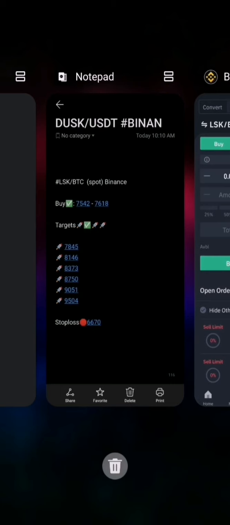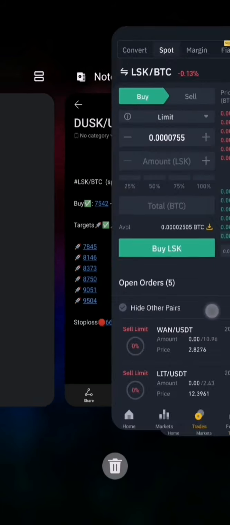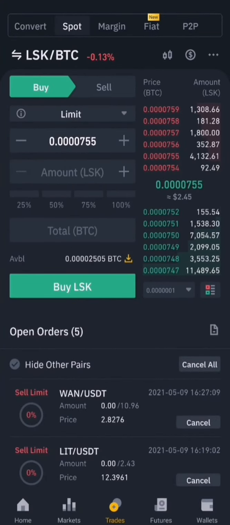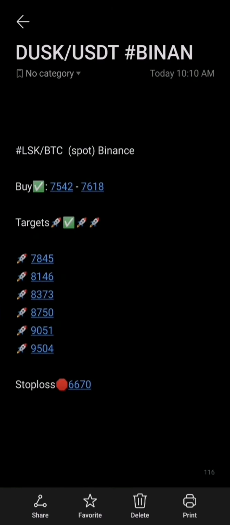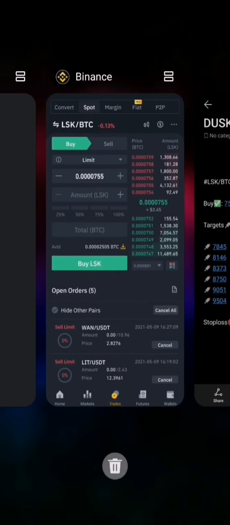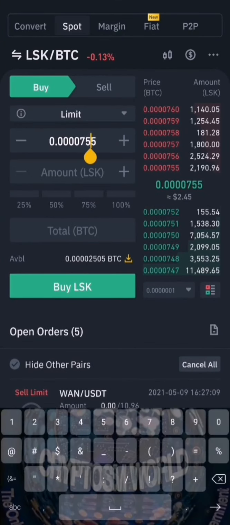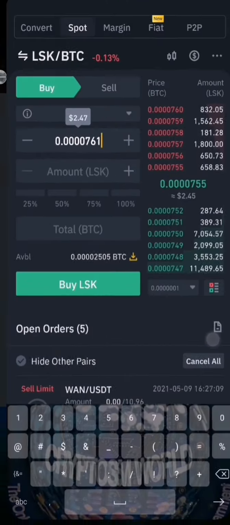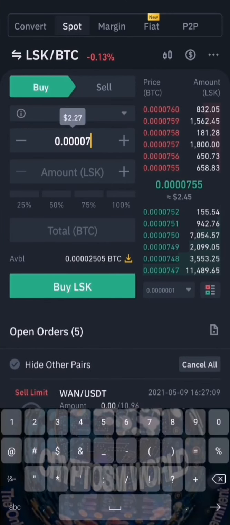So what is the price now? 755. The signal said we should use 75, so we can use this current price in this range, or let us use the 7618. So when it gets to 7618, we're going to buy. That is what a limit order means.